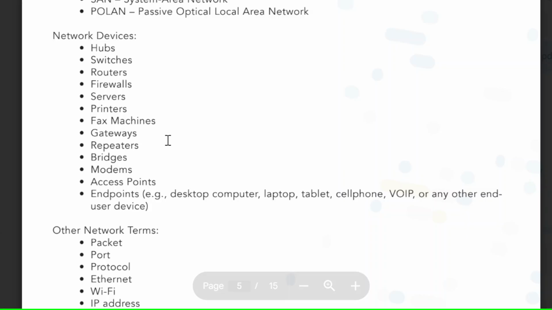And networking devices: we have hubs, switches, routers, firewalls, servers, printers, fax machines, gateways, repeaters, bridges, modems, access points, and endpoints. These are the various types of networking devices.